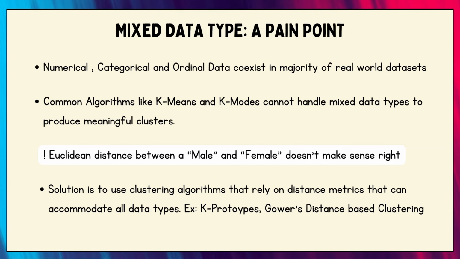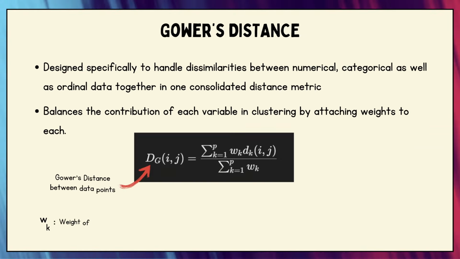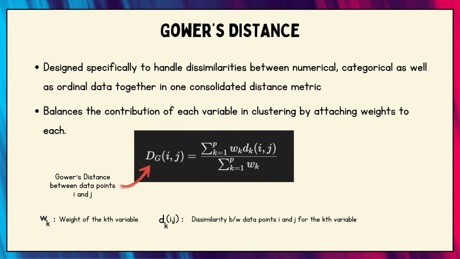So what is the solution? The solution is using some sort of distance metric that can handle all these kinds of data types together so that we can analyze the entire data set for clustering. So there are multiple solutions for this. One of them is the k-prototypes clustering. I'll be covering it in a separate video. But today we're going to talk about Gower's distance-based clustering. So let's see what Gower's distance is.